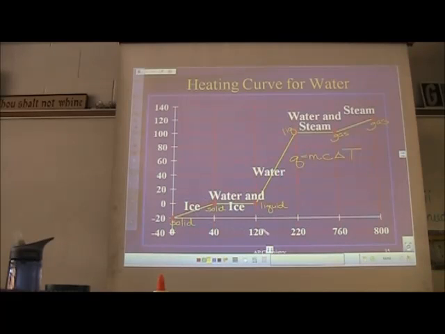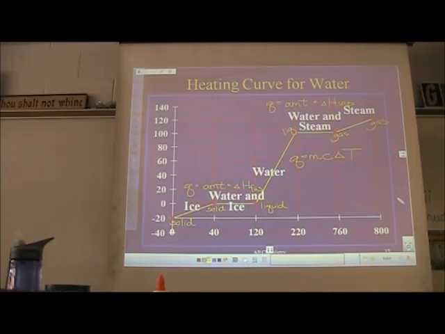Does anybody remember? Okay. So this bottom one would be, I'm going to say Q equals amount times the heat of fusion. I say amount because sometimes it's a mass in grams, sometimes it's an amount of moles. Depends on the problem. What would you do up on this top line? Yeah, same thing except heat of vaporization. Okay?